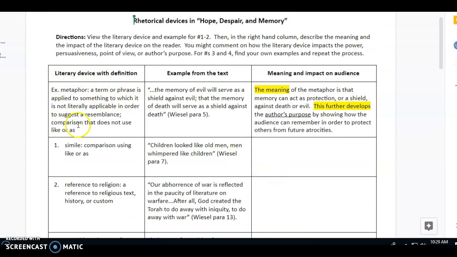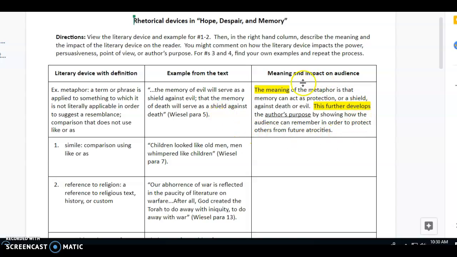So if you notice, in column 1, I have an example. In the first column, you have the literary device with definition. So for my example, I have a metaphor, which is a term or phrase applied to something to which it is not literally applicable. A comparison that does not use like or as. Oftentimes, metaphors are symbols. So it's a word or phrase that's standing for a different meaning. So in the second column, you have your example of that literary device or rhetorical device. And it says the memory of evil will serve as a shield against evil. The memory of death will serve as a shield against death.